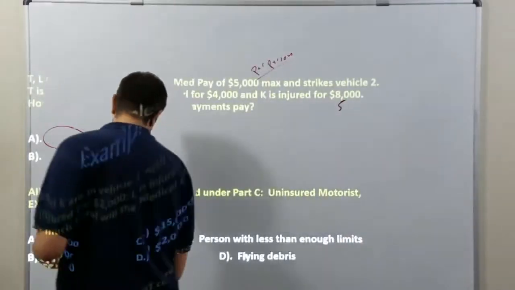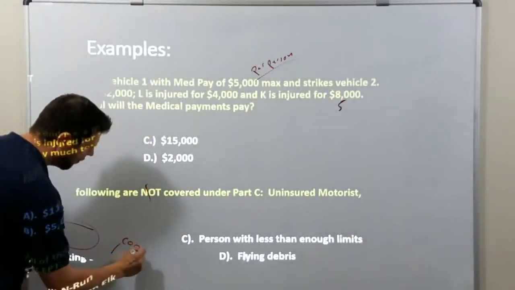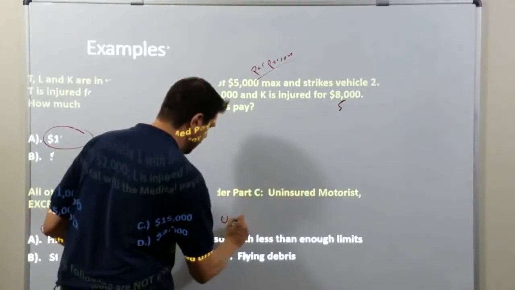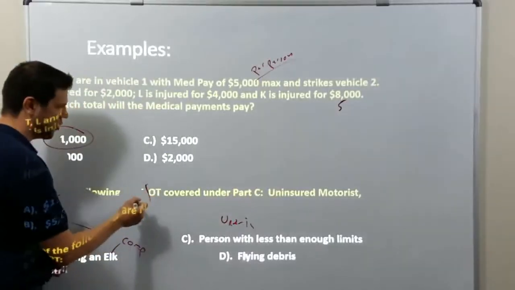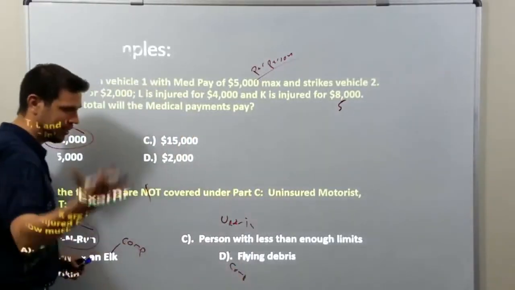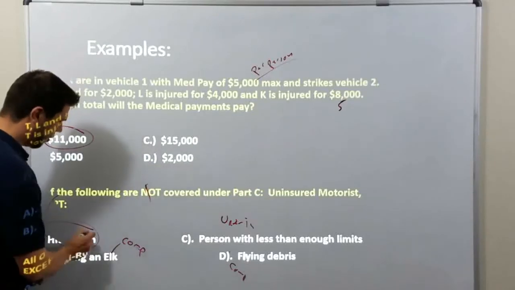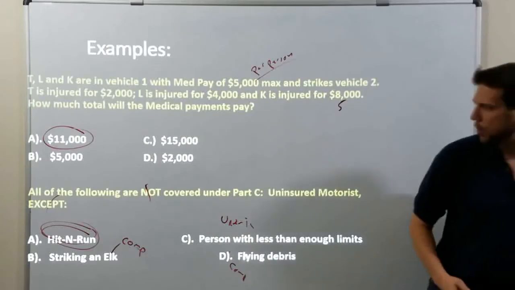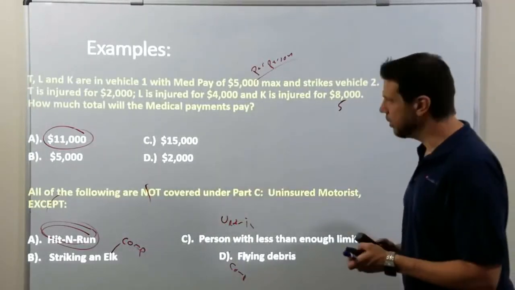Striking an elk falls under comprehensive. A person with less than enough limits is underinsured. This one's uninsured. Flying debris is comprehensive. That's like a rock that hits your glass. So the answer is A. That's the one covered under uninsured motorist. Let's see if we can do the next two.